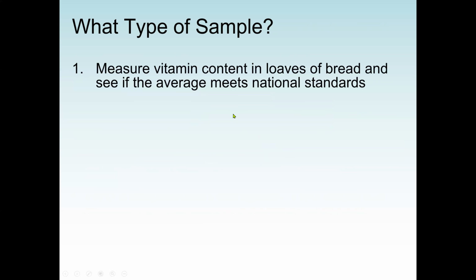Here they ask what type of sample. Let's say our examples here. The first one says: measure vitamin content in loaves of bread and see if the average meets national standards. Here I would say it's a single sample, because we don't have two groups. We only measure the vitamin content in loaves of bread, so one sample.